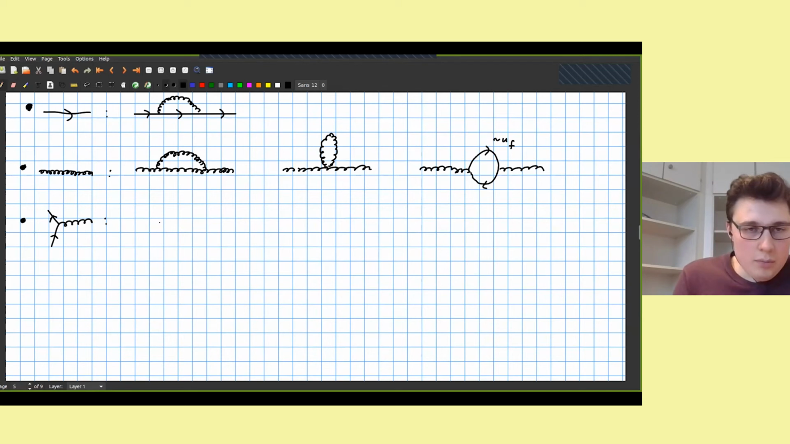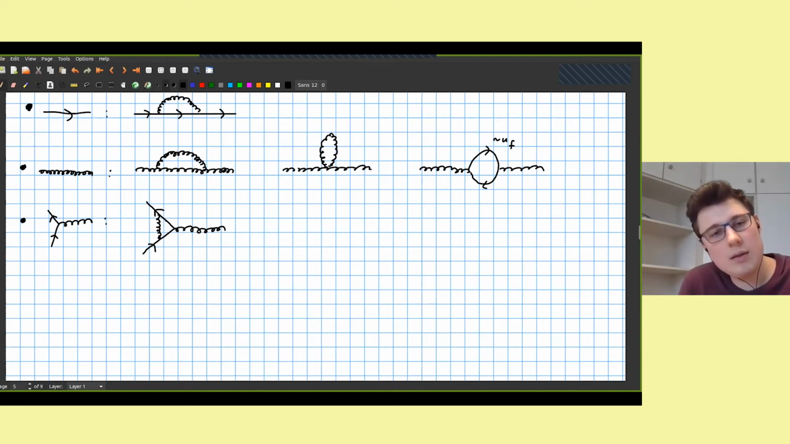Okay, so probably the most common diagram which one associates with vertex corrections is drawing this triangle here into this angle. So we get an exchanged gluon here. You have seen this diagram in some form many times in the lecture of Marcus.